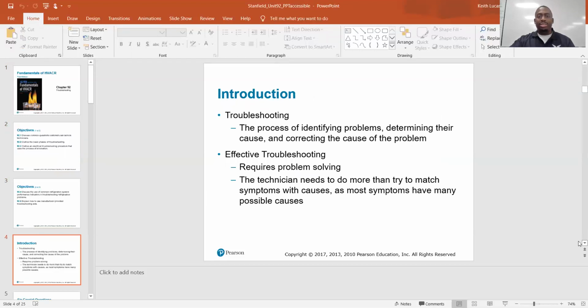Troubleshooting: the process of identifying problems, determining their cause, and correcting the cause of the problem. That's what we do. Effective troubleshooting requires problem solving. The technician needs to do more than just try to match symptoms with causes, as most symptoms have many possible causes.